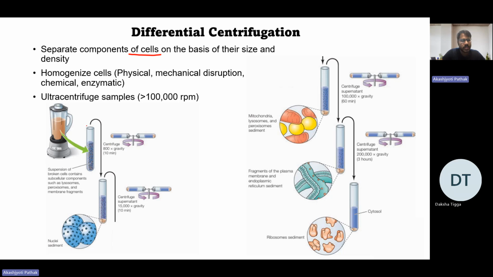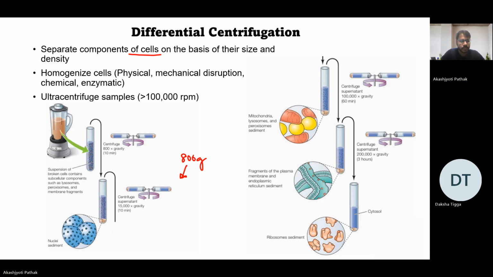So what happens is, when this homogenized cell is first centrifuged at 800 G, what is the pellet that you get? At 800 G for 10 minutes, when you centrifuge your cell suspension, the first pellet that is formed is that of the nucleus, because out of all these organelles, the nucleus has a high molecular weight, or the sedimentation coefficient of nuclei is higher compared to the other organelles. So at this small RCF of 800 G, the nuclei get sedimented.